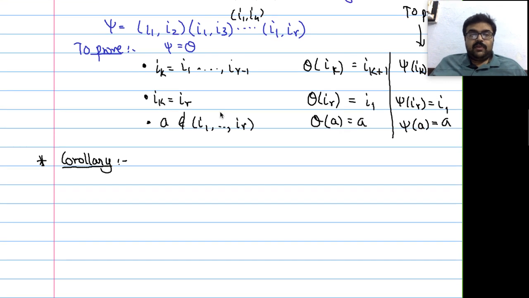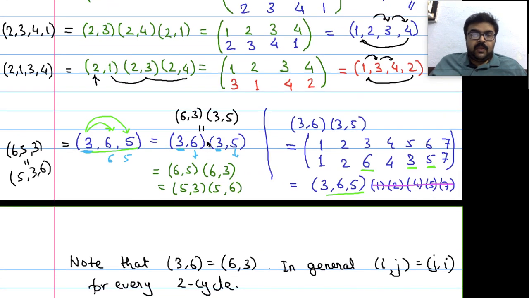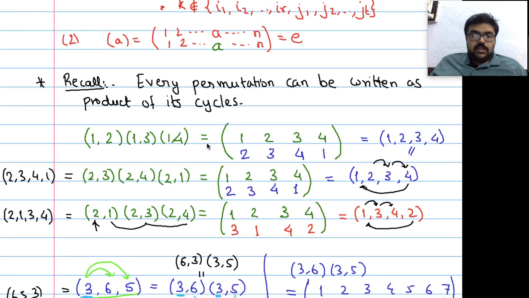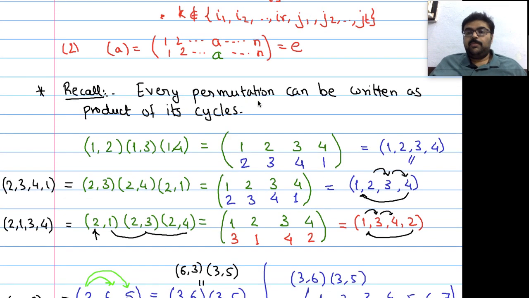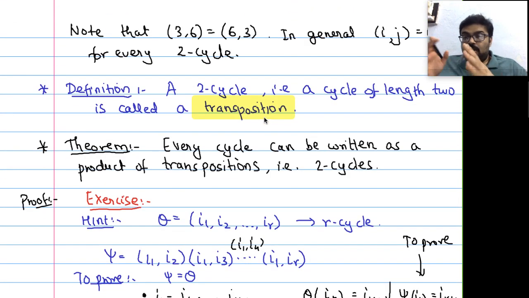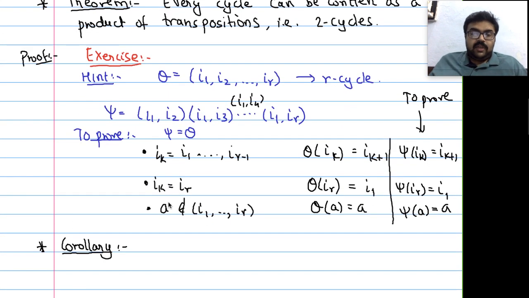what is the result that we have seen in the last video lecture? The result was, recalling: every permutation can be written as a product of its disjoint cycles. Now, what we prove here in this theorem is that every cycle can be written as a product of two cycles, so a product of transpositions. Every permutation can be written as a product of cycles. Every cycle can be written as a product of two cycles. So finally, as a corollary, we can write every permutation as a product of two cycles.